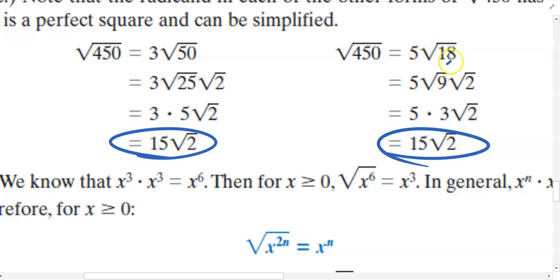Similarly over here, the 18 was factored into 9 and 2, and it follows the same procedure here. The square root of 2 is retained, and the square root of 9 is 3. While we combine these like terms by multiplication on the outside of the radical symbol, 5 times 3 is again 15, with a square root of 2 left behind.